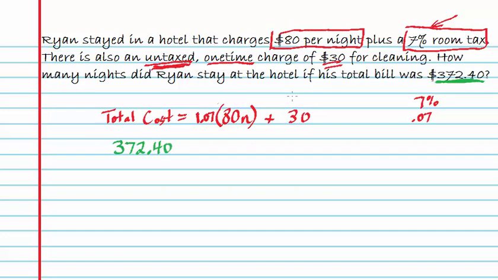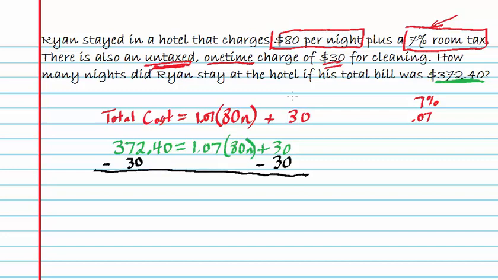So $372.40. And we are going to use the equation that I just created to solve for N. We have a couple of steps to finish this problem. I'm going to do 2 steps in one. In my next step, I'm going to subtract 30 from both sides. So that's the first thing I'm going to do when isolating N. So that's my first step. So when I do that, 372.40 minus 30 gives me 342.40. I'm going to distribute 1.07 inside the parenthesis, so that makes 85.60n.